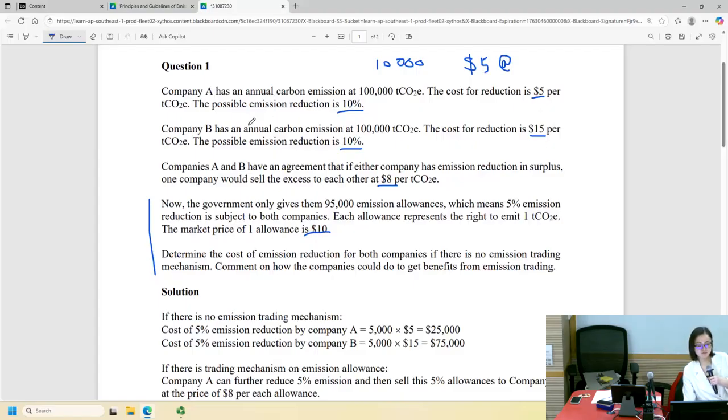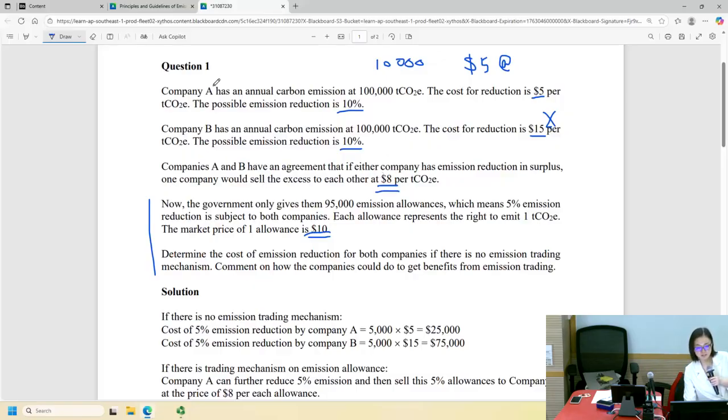So it means that for company B, they will not spend $15 for reducing their carbon emissions. They will either buy from the market or they will buy from company A, because it is cheaper. And for company A, their cost of reduction is cheaper than the market price, cheaper than this $8. Those are the prices in the agreement between company A and company B.